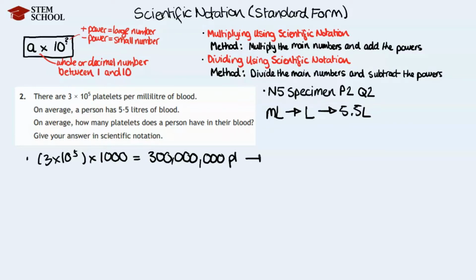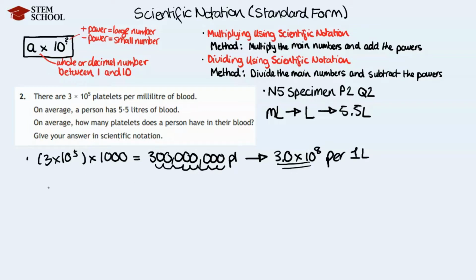And if you were to convert this into scientific notation, we need a whole or decimal number between 1 and 10 using this format here. So for this, it'll be 3.0. And then for the power, how many jumps does it take for the decimal in 3.0 to get to the end of the number? We start here, so it'll be 1, 2, 3, 4, 5, 6, 7, 8. So it'll be 8 jumps, meaning to the power of 8. So that's how many platelets are in 1 litre, okay, per 1 litre.